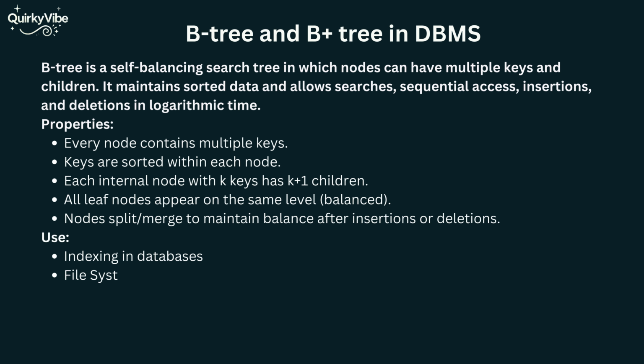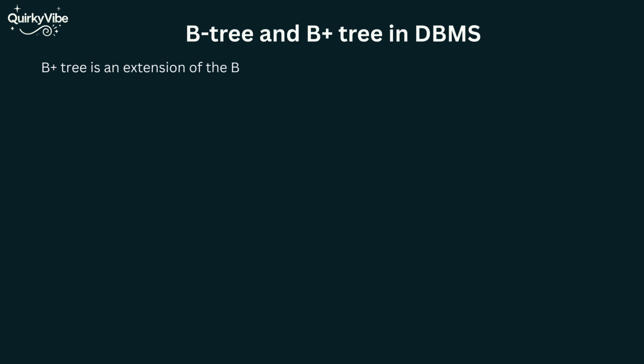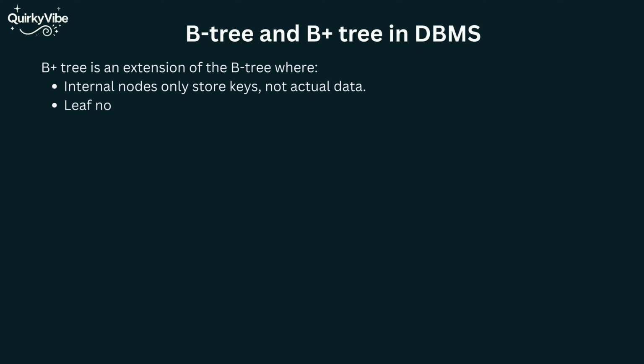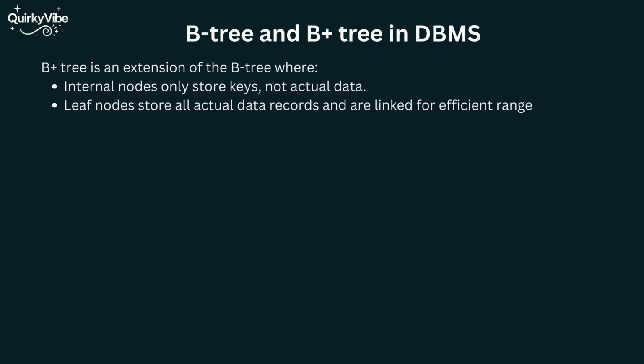B-tree is used in the following cases. 1. Indexing in databases. 2. File systems. 3. B-tree is good for general searching. B+tree is an extension of the B-tree where internal nodes only store keys, not actual data. Leaf nodes store all actual data records and are linked for efficient range queries.